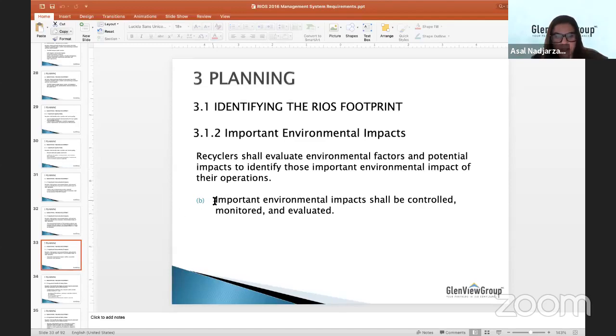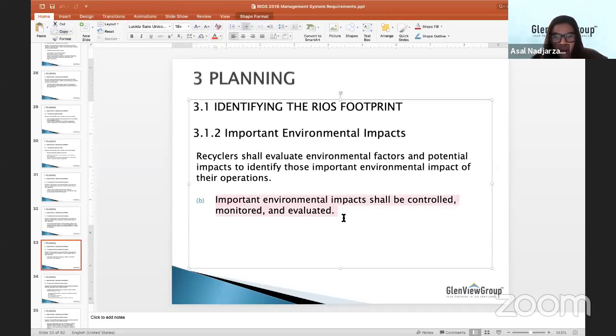This should say C, I'm sorry. Important environmental impacts shall be controlled, monitored, and evaluated. Okay, so once you set the criteria, and then you identify those things and evaluate all of them based upon your criteria, you're going to get ones that score and become important.